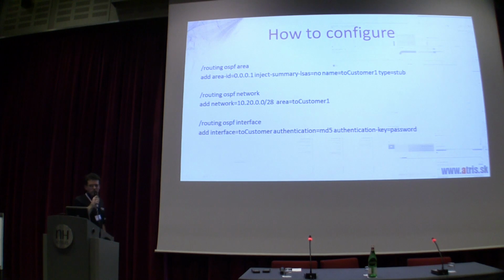So how to configure all of this? We simply create a new area to peer with the customers in this OSPF area. So we would just add an area, give it an ID. We would say inject summary LSAs, no. And this actually defines that this is a totally stubby area instead of just a stubby area. We give it a name and the type stub. So it's a stubby area, but inject summary LSAs says it's a totally stubby area.